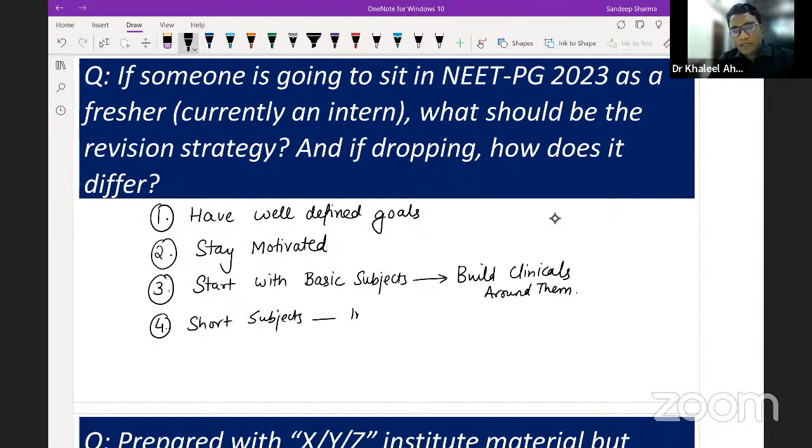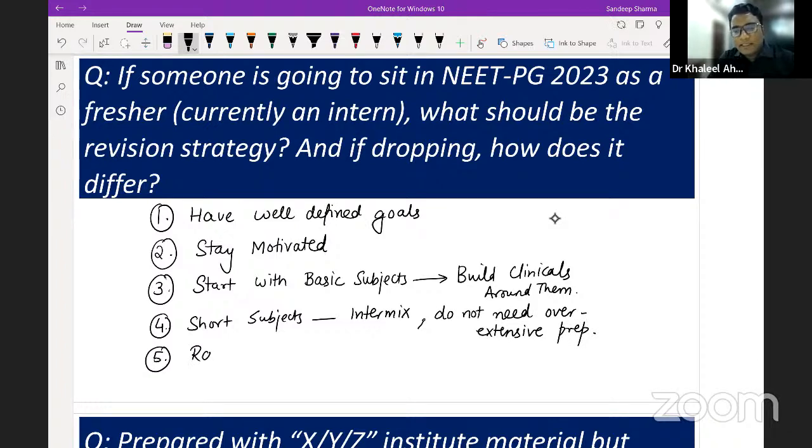high yield subjects. So if you can keep your SPM, OBG, medicine, and surgery in the major part of your preparation, once the initial phase of acclimatizing is over, that will yield you more results. And subjects like radiology, which require a lot of integration, you can keep towards the end once you're done with all the other subjects.